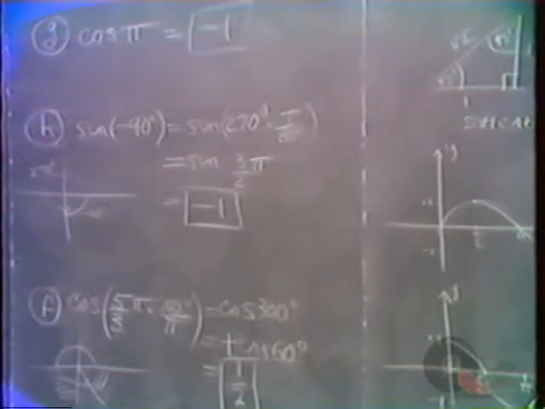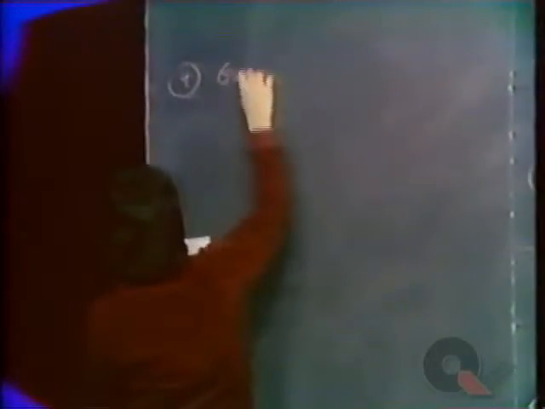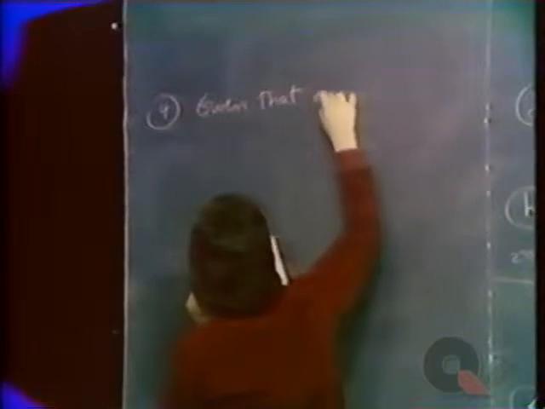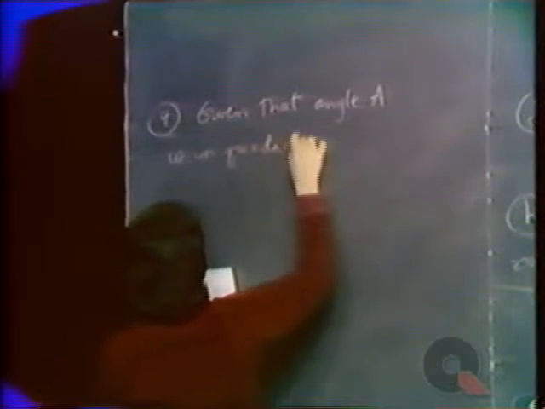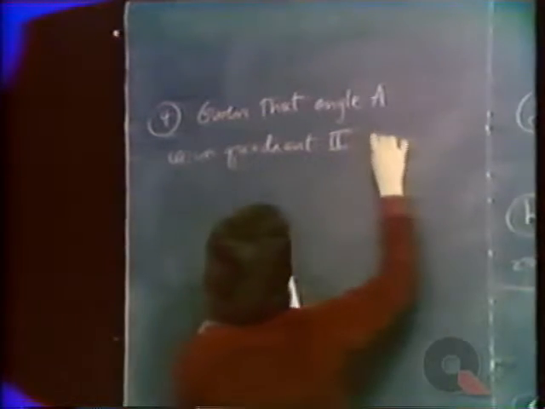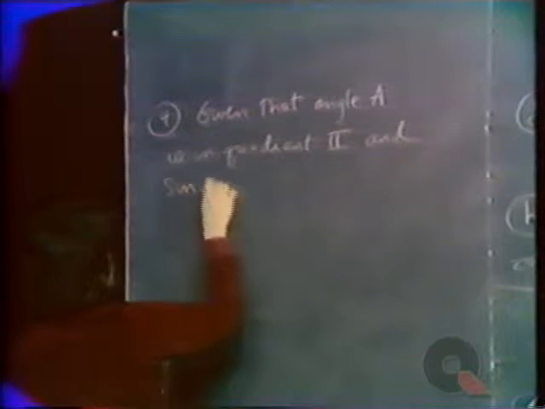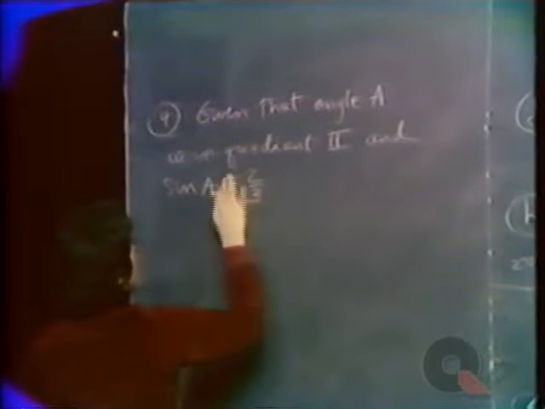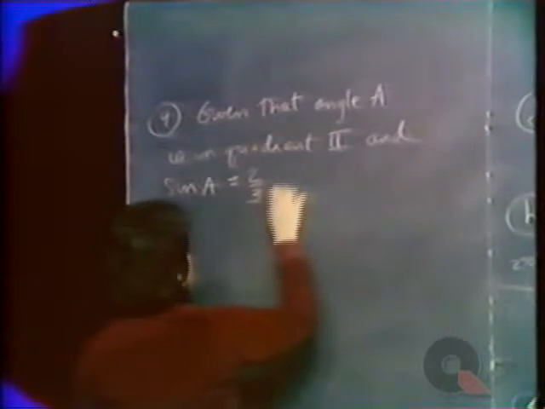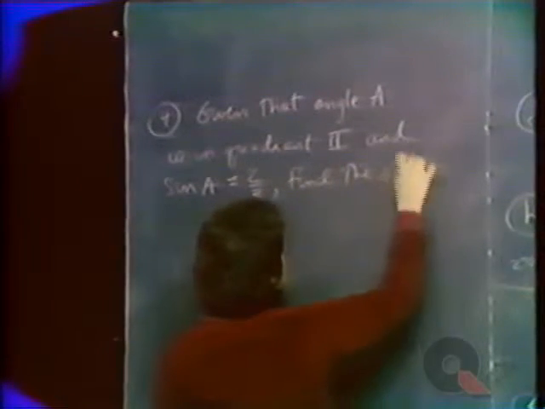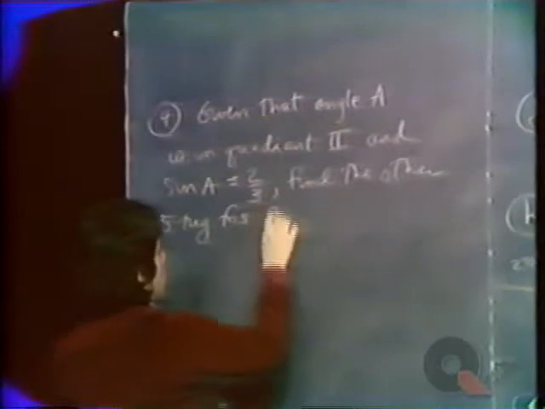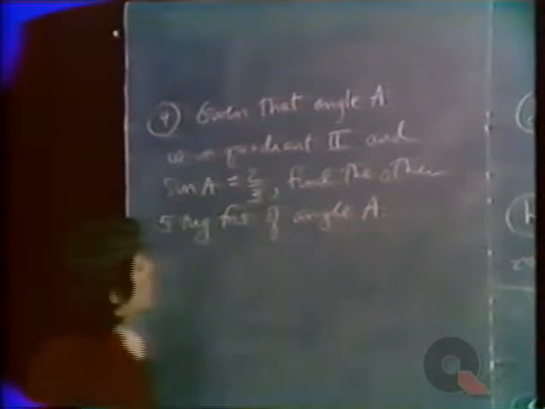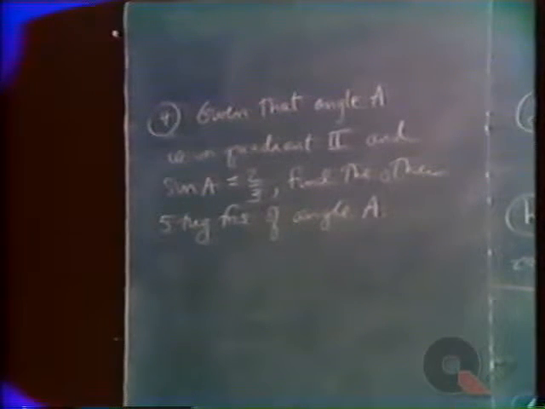In problem number 4, we have the following. Given that angle A is in quadrant 2 and sine A equals 2/3, find the other 5 trig functions of angle A. Given that angle A is in quadrant 2 and sine of A is 2/3, find the other 5 trig functions of angle A.